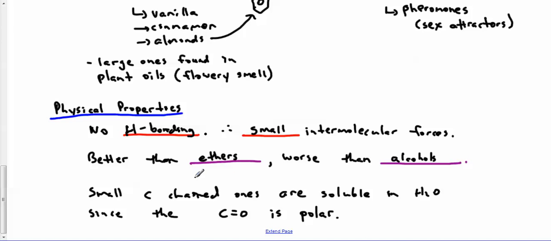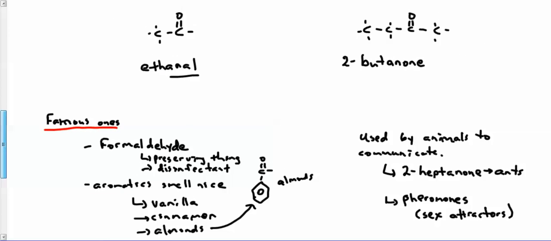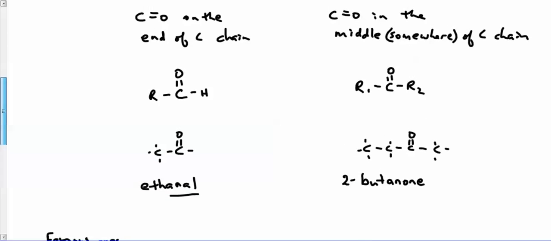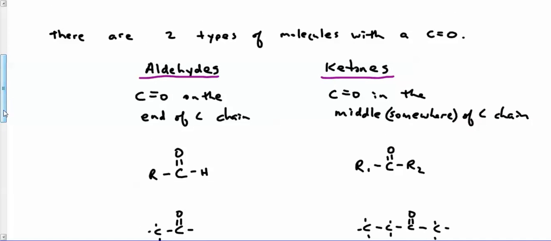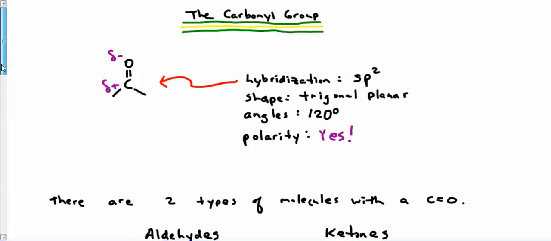Small chain ones are soluble in water, since this C double bond O is polar. So that ends our quick brief look on the carbonyl group and how you name the two different compounds that have a C double bond O. They're aldehydes and ketones, their general formulas, and the structure of this carbonyl group.